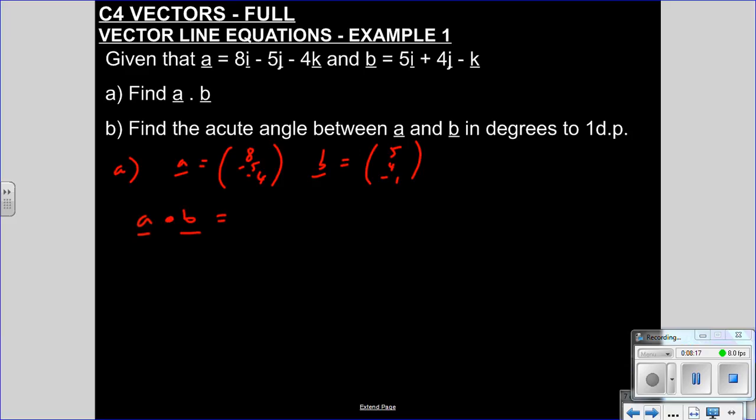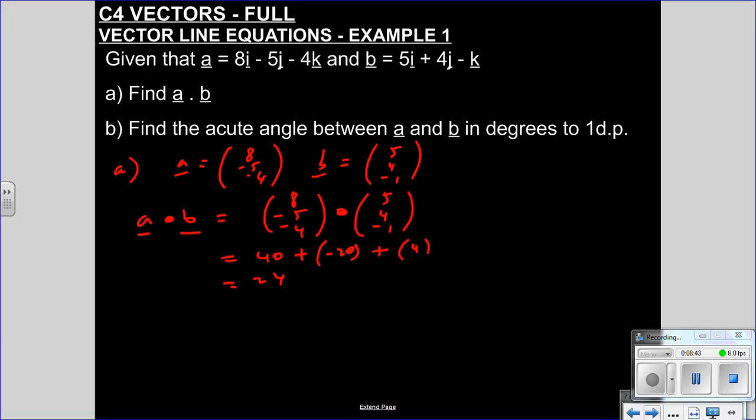So a dot b is going to be, you can write it as 8, minus 5, minus 4 dot 5, 4, minus 1 if you want, and therefore top times top is 40, plus middle times middle is minus 20, plus minus 4 times minus 1 is 4. So therefore we get 40 minus 20, that's 20, plus 4 is 24. So the dot product is 24.